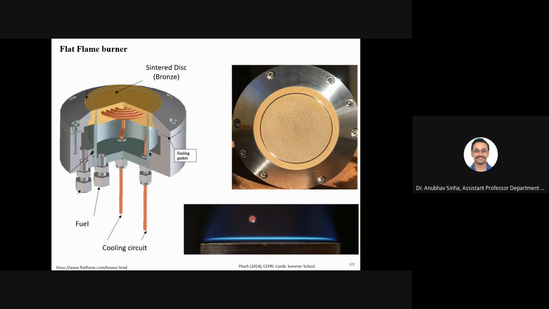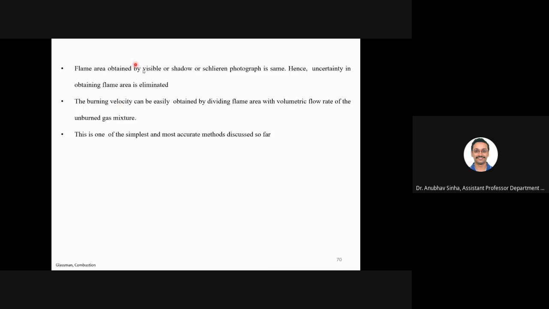Now, how do I measure flame speed? Basically, I obtain the flame area by doing any visible imaging, what I showed in the last slide, or you can also take shadow or Schlieren images. So you have quite accurately obtained the flame area. Now, burning velocity is obtained by dividing flame area by volumetric flow rate.